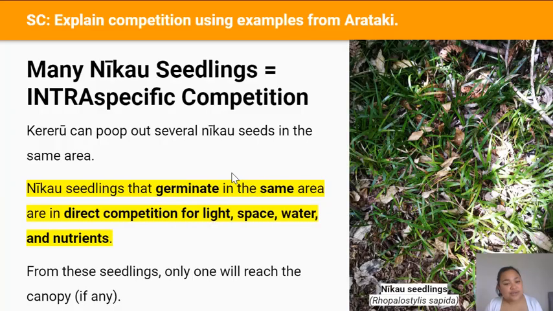What's the relationship between many Nico seedlings? That's intra-specific competition. So Kenadu can poop out several Nico seeds in the same area. Nico seedlings that germinate or start to grow in the same area are in direct competition for light, space, water, and nutrients. From these seedlings, only one will reach the canopy if any of them actually do. So in this picture, there's many Nico seedlings, and each Nico seedling has the same ecological niche, and so they'll be in direct competition with each other.